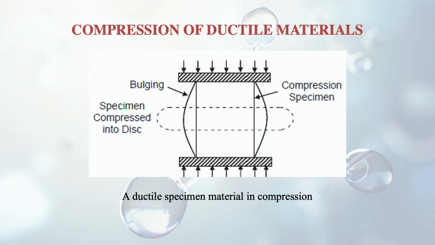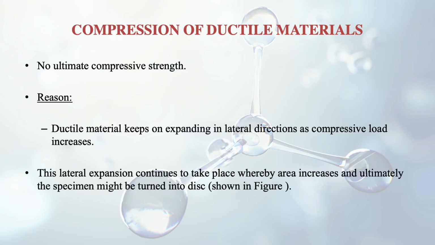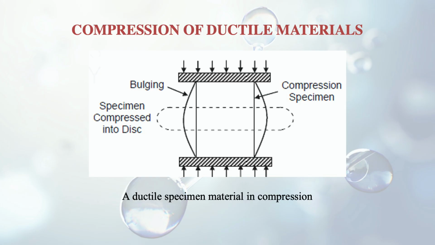See, the compressive load is coming on this. There are two plates, one at the top and the other at the bottom, and the compressive load is acting, pushing it inwards. So at the ends where the plate is meeting the specimen, it tries to bulge. That is what is happening in the case of ductile material. This lateral expansion continues to take place, whereby the area will increase, as you are seeing in the figure, and ultimately the specimen might be turned into a disc.